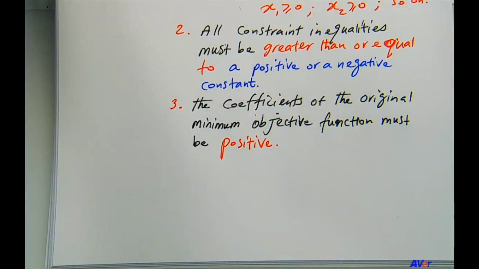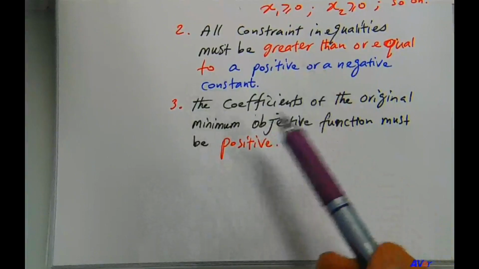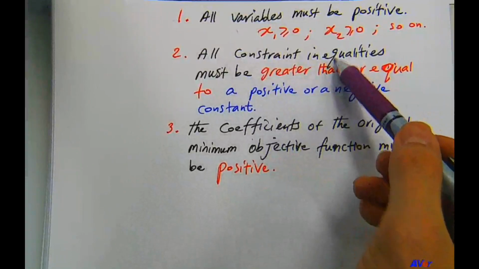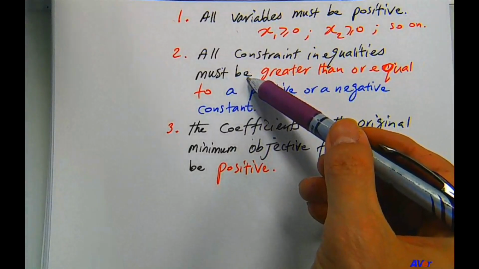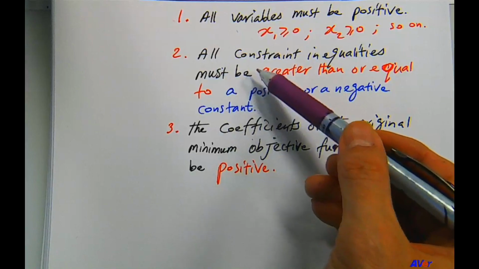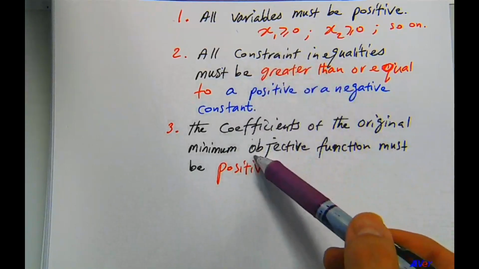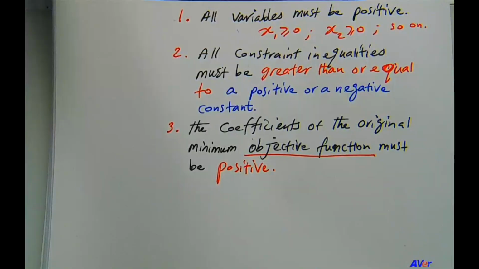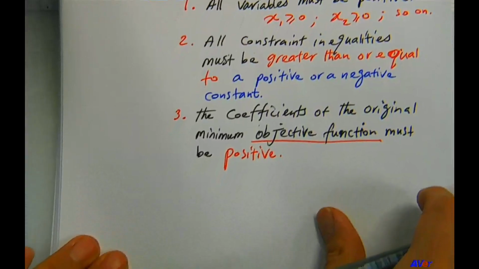Whenever I talk about this in class, people ask me, can you have negative coefficients here? Yes, absolutely. In the constraint inequalities, the coefficients of the variables x1, x2, and so on can be negative. But in the objective function, the coefficients cannot be negative. They have to be positive. Okay, so let's see how this looks in an example.